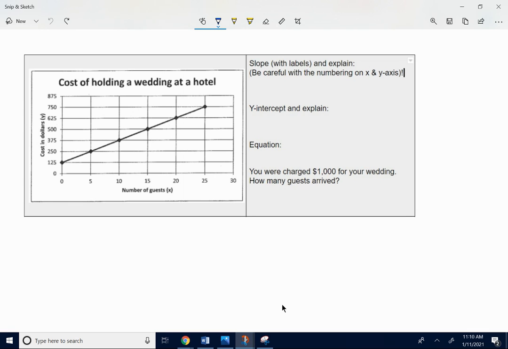Okay, let's look at the first problem together. It's showing a graph of the cost of holding a wedding at a hotel. On the y-axis is the cost in dollars. On the x-axis is the number of guests. We want to find the slope, y-intercept, equation, and answer a question.